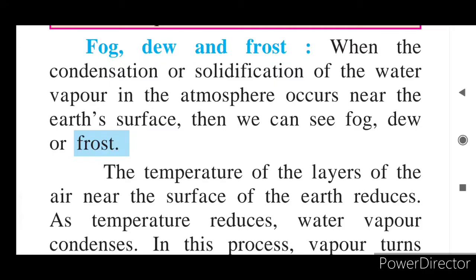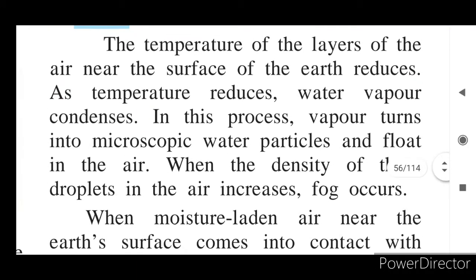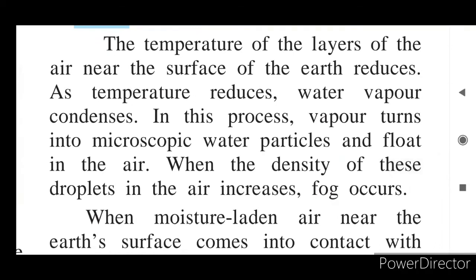But near the earth's surface, if these things happen, condensation, solidification, then fog, dew and frost are created. Now see, the temperature of the layer of the air near the surface of the earth reduces. As temperature reduces, water vapor condenses. In this process, vapor turns into microscopic water particles and floats in the air. When the density of these droplets in the air increases, fog occurs.